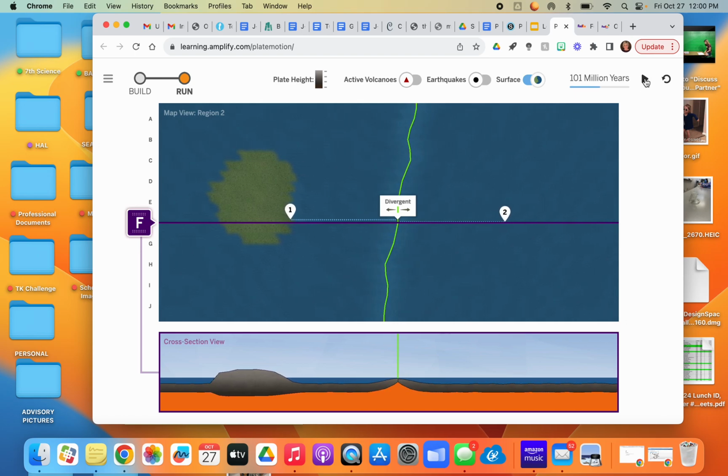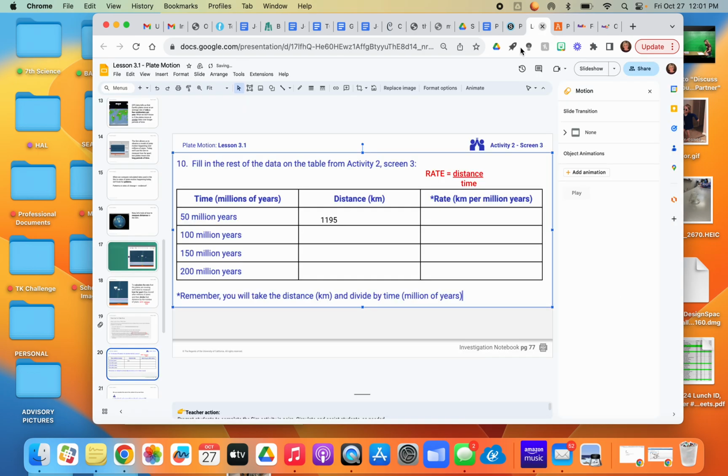Ooh. Oh, I missed it. Okay, so anyway, that's fine. 101 is fine. So I'm going to click on my marker again, and this time it is 2,333 kilometers. So down here, I'm going to bring that down, and I'm going to change it to 2,333. Okay, and then come back.